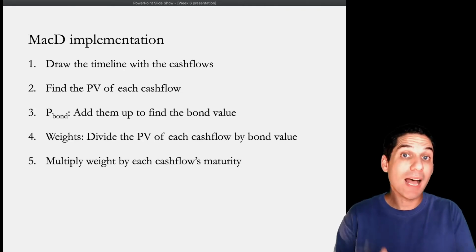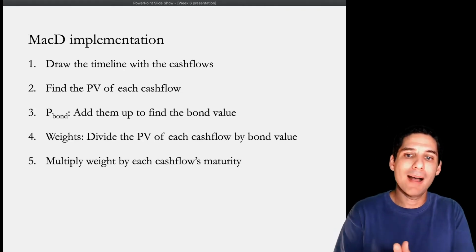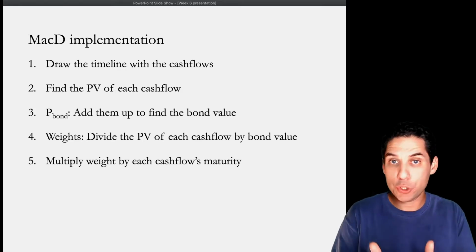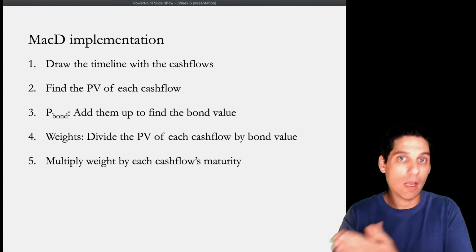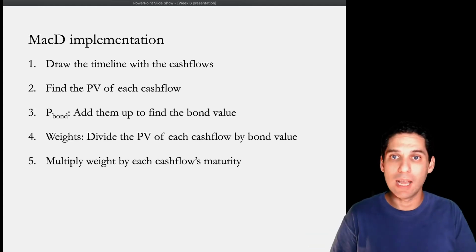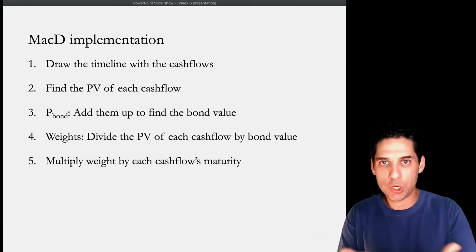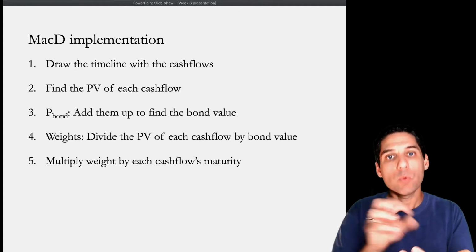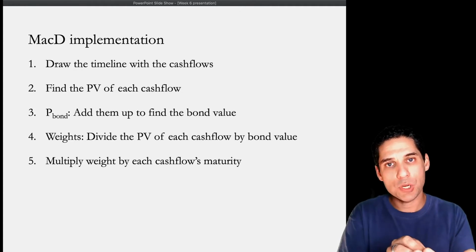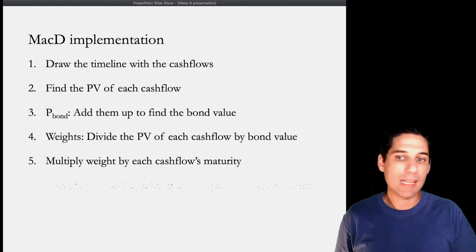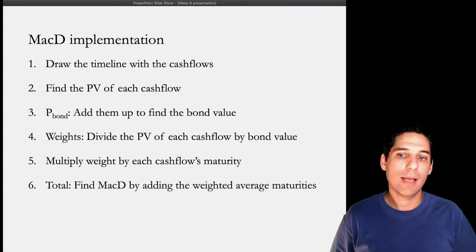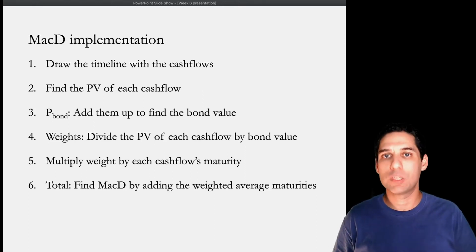Next, we're going to multiply those weights by each cash flow's maturity, right? So how many years from today are they going to be realized in? That's the maturity of each cash flow. We're going to multiply that maturity with the weight that we computed above, and then add them up, and that will give us MacD, the Macaulay duration, which is the weighted average of all maturities.